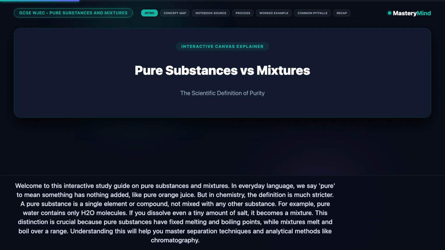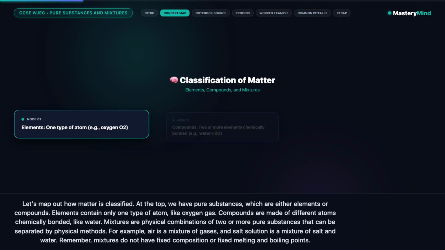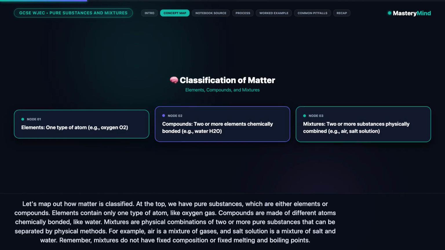Let's map out how matter is classified. At the top, we have pure substances, which are either elements or compounds. Elements contain only one type of atom, like oxygen gas. Compounds are made of different atoms chemically bonded, like water.